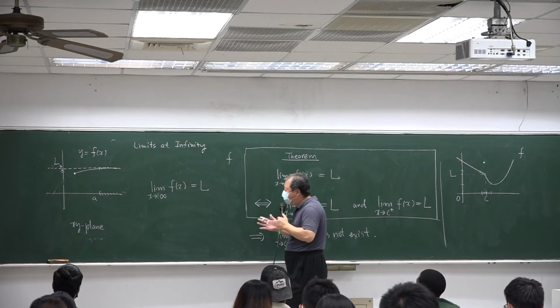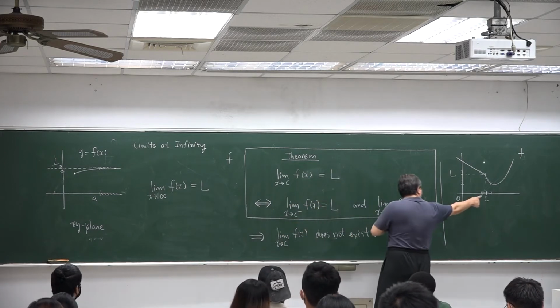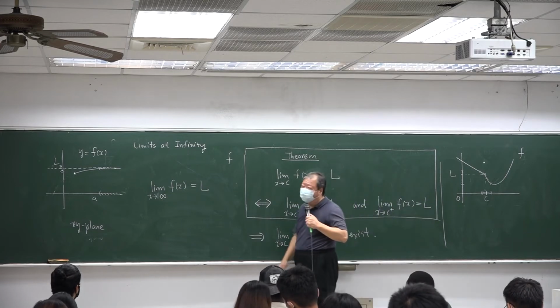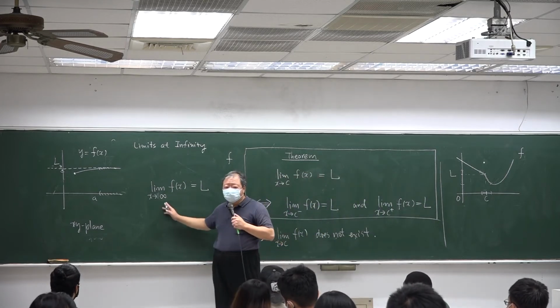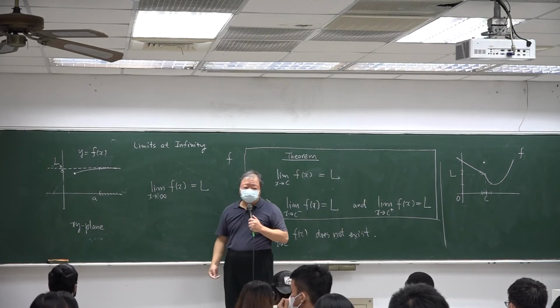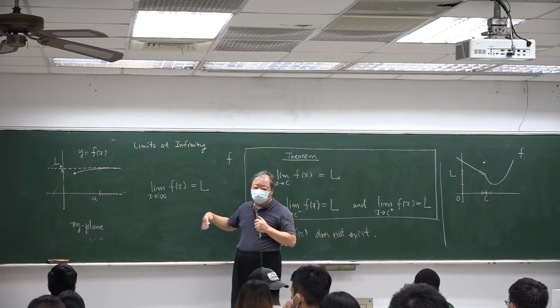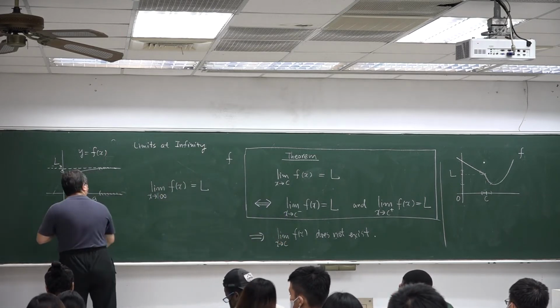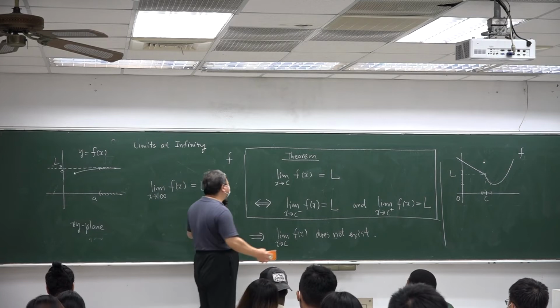So we generalize C from a finite number to an infinite one. Sorry, not a number. We just give this phenomenon a notation. Similarly, we can consider limit at minus infinity.